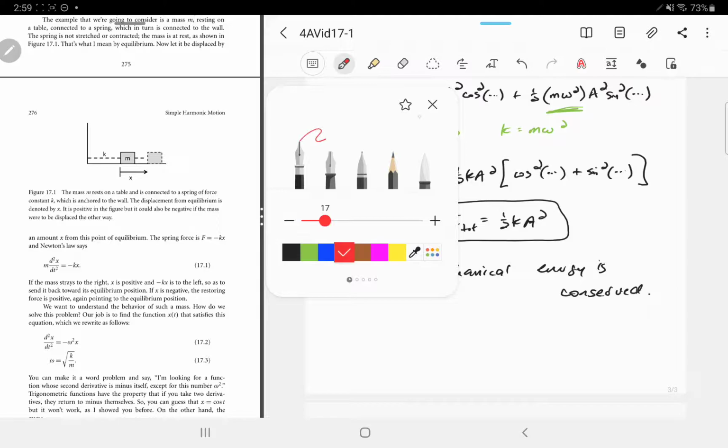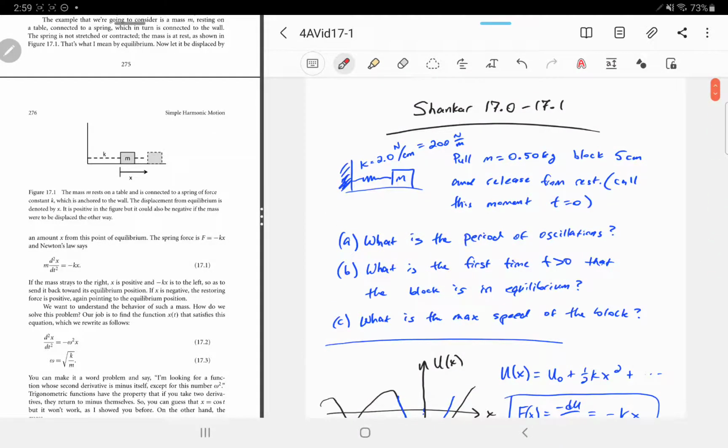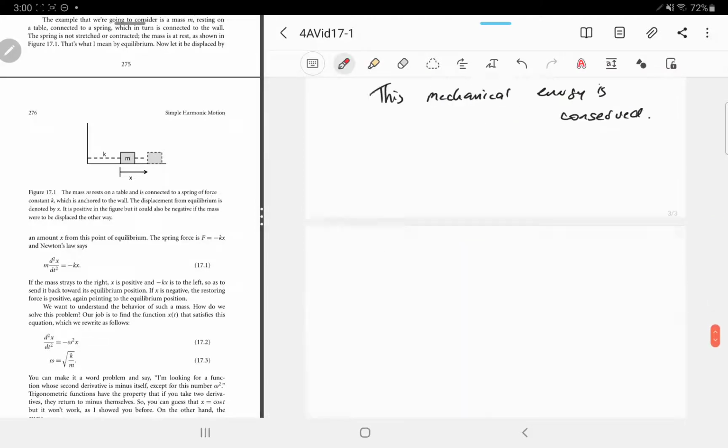Okay, so we are in a position to answer this question. And immediately, if you're given k and m and you're asked something about the period of motion or anything related to frequency, you have to remember this relationship: omega is the square root of k over m. So k over m is 200 divided by 0.5. So it's the square root of 400 in SI units, or 20. So this is 20 radians per second. So the period of oscillations is going to be pretty easy if we have omega. So omega is 20.